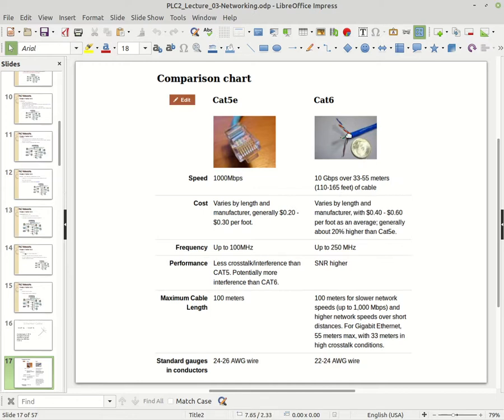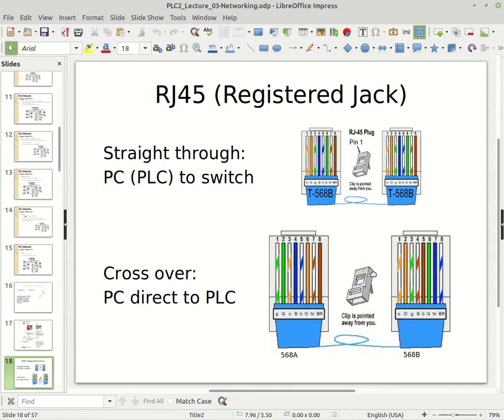But Cat6 is a little more expensive. Obviously, it's a little more difficult to work with, but it has a higher signal to noise ratio, which is why you can do a higher speed with that. And it also tends to have slightly smaller wire gauge in it.